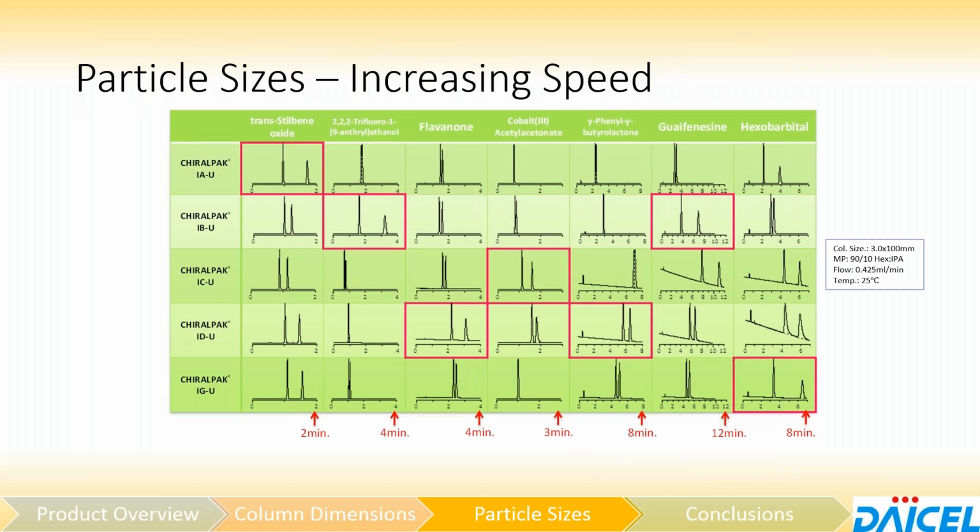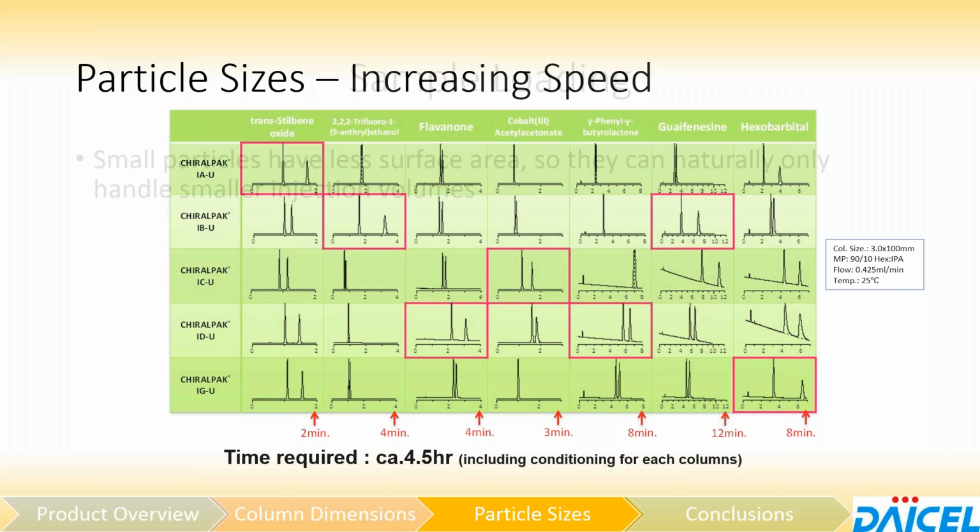So this is an example of a 7 compound library on 5 sub 2 micron columns. This is a screening that could be done in the course of 4.5 hours versus what traditionally had been done on 3 or even 5 micron columns, which would have taken at least overnight, maybe even into the next day to get these results back. So it's a huge time savings, especially when you're trying to screen as many columns as you possibly can, or as many compounds as you possibly can in one time.